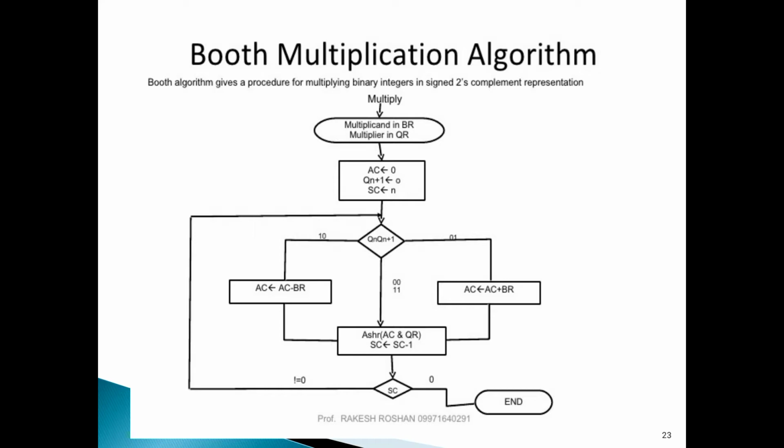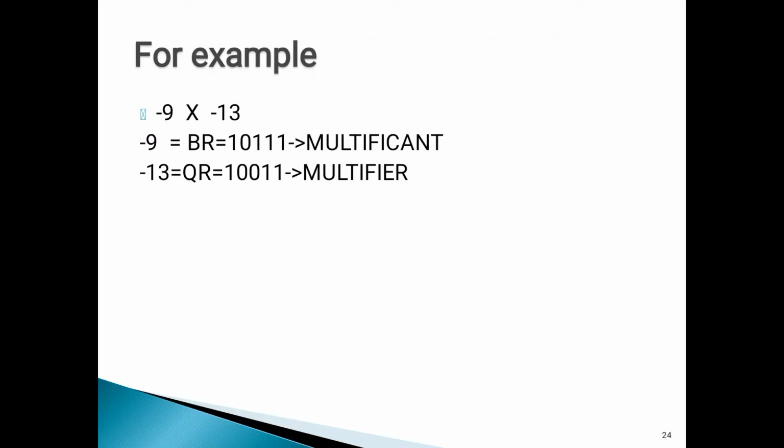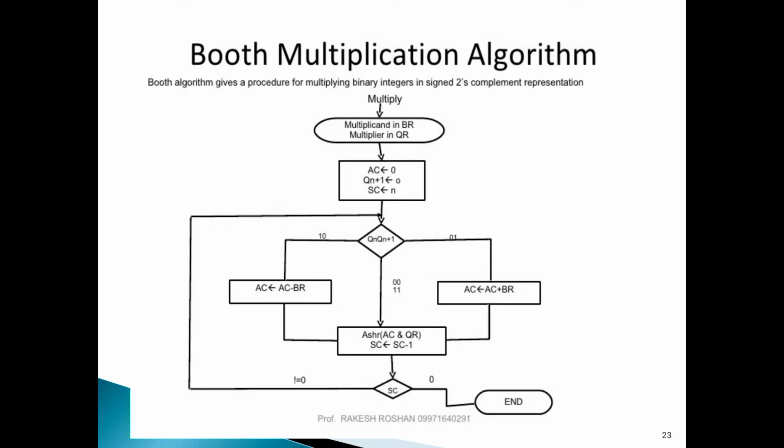The next one is the initialization part. So what is the initialization part? Initially 0 is assigned to the AC register, 0 is assigned to QN plus 1, and N is assigned to SC.